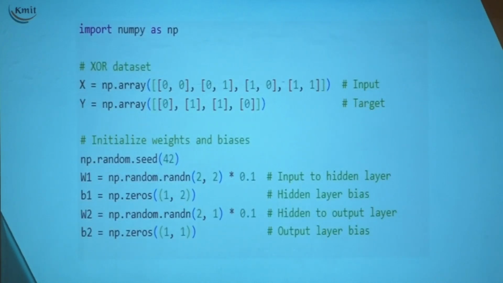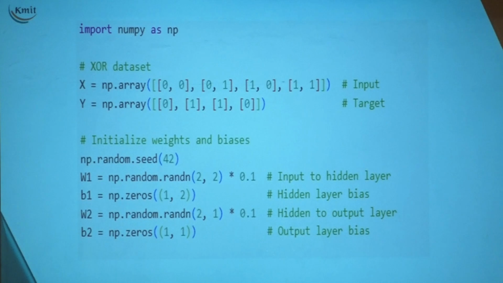What is step 1? Import libraries. How many libraries did I import? Only 1. Second step? Read the data set. Here I don't have any data set. We have to create the data set. So I am creating X and Y. What is X? np.array of all the 4 combinations of XOR gate. That is 0, 0, 0, 1, 1, 0, 1, 1.